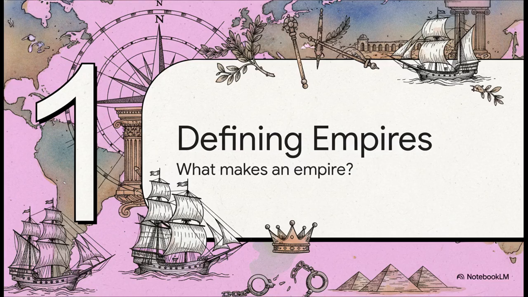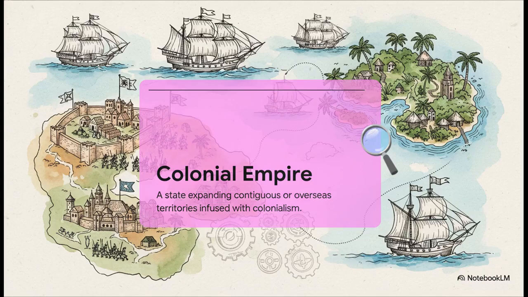What exactly transforms a nation into an empire? Well, a colonial empire isn't just about sheer size. It's a state actively engaging in colonization, meaning it's expanding its territory either contiguously, right next door, or by claiming overseas possessions. And it's really the specific concept of overseas territories being governed by a distinct, often distant nation-state that truly defines the modern empires we're unpacking here.